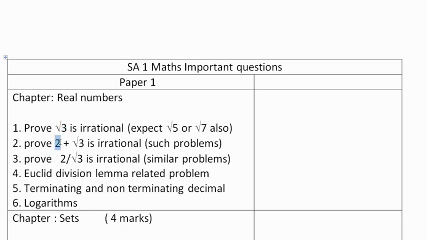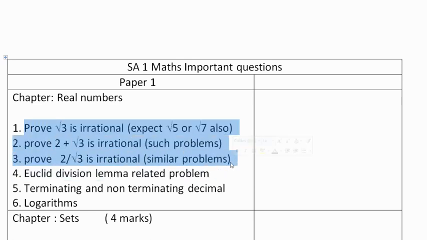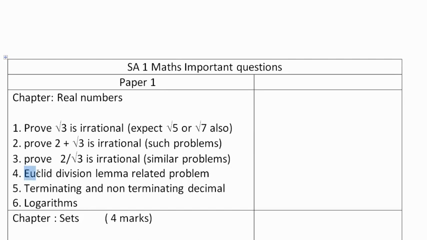And you can also expect root 2 plus root 3 is also an irrational number. 2 by root 3 is also an irrational number. This type of question is very important for the upcoming Essay 1 exam. And you can find this answer in the textbook example problem, students. And another important question in real numbers is Euclid division lemma related problems.